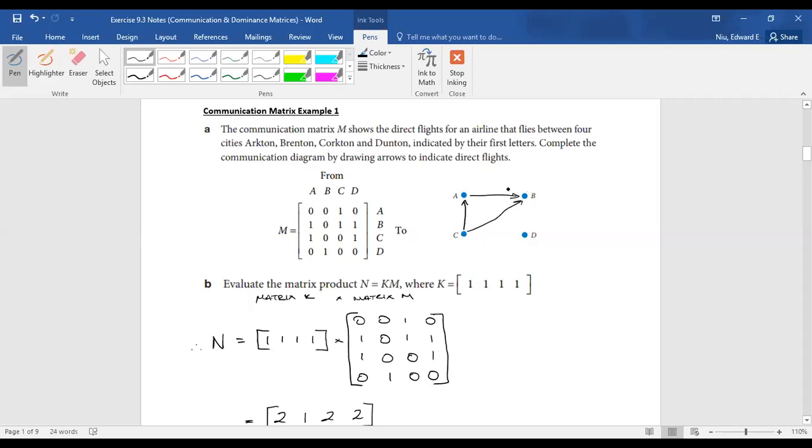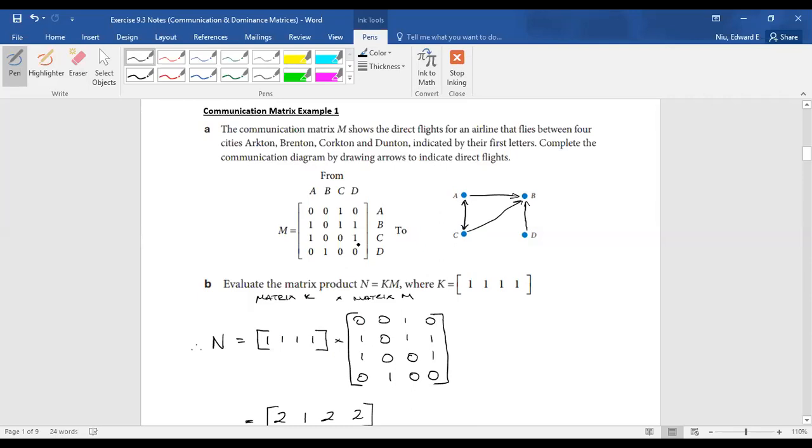Remember, you can draw these lines however you like. Ideally, just keep it straightforward until there's looping connections later on. But I mean, there's no issues if you want to draw a big loop. It's just going to hurt my brain when I mark this. From Dunton, we can get to Brenton as well. So D to B, we can draw a little line like so. From Arcton, we can get to Corkton, so A to C. What we can do is we can just draw a little arrow on the initial path. So there's return flights from A and C.